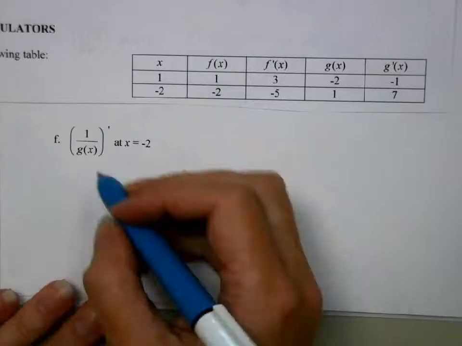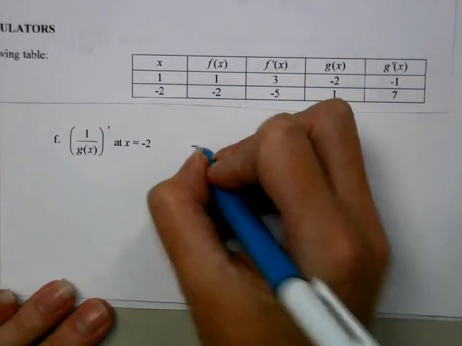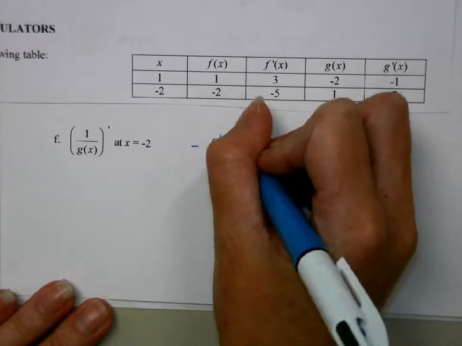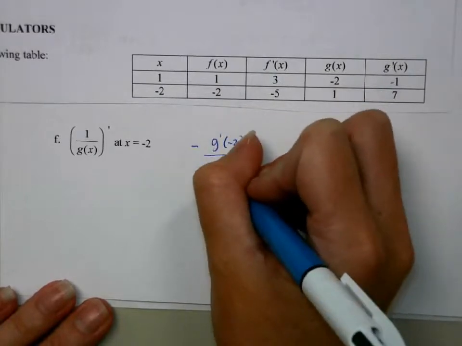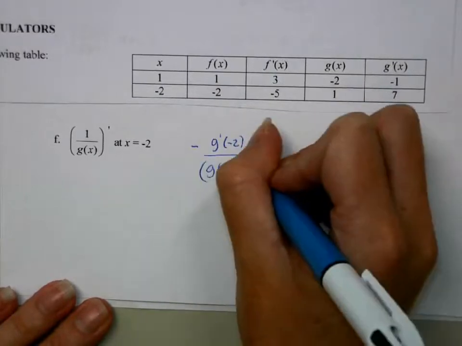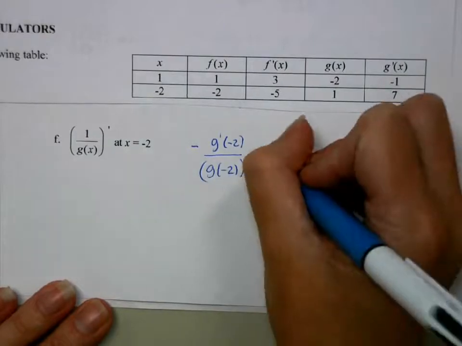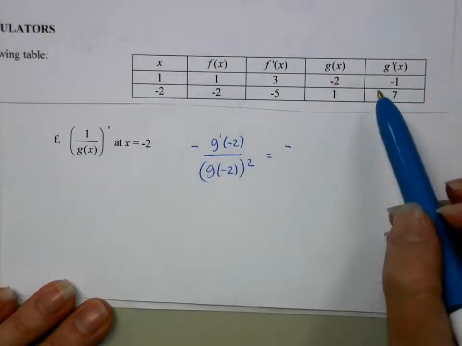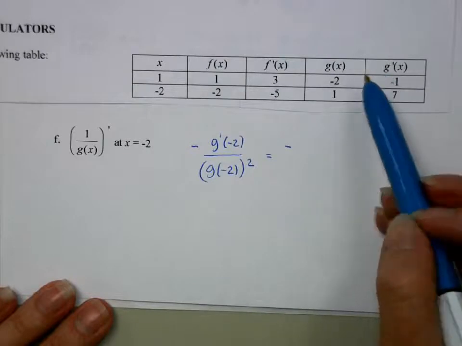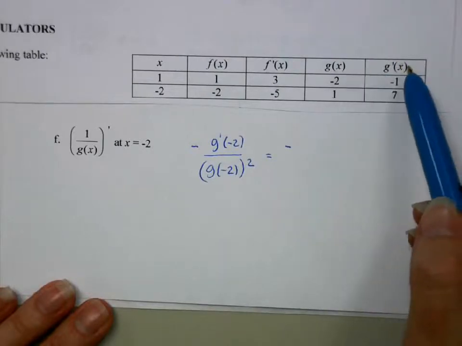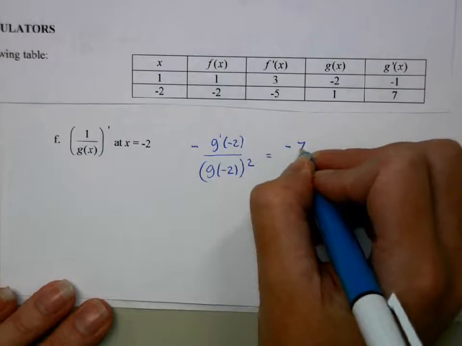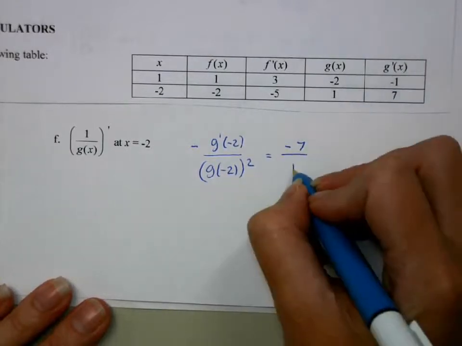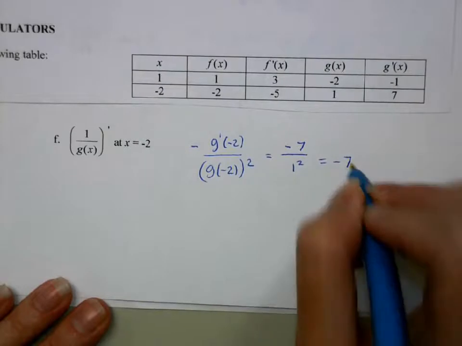Okay, last we have the reciprocal, which is going to be negative g prime at -2 over g of -2 squared. So we're going to have a negative g prime of -2 is 7. G of -2 is 1 squared, so this is -7.